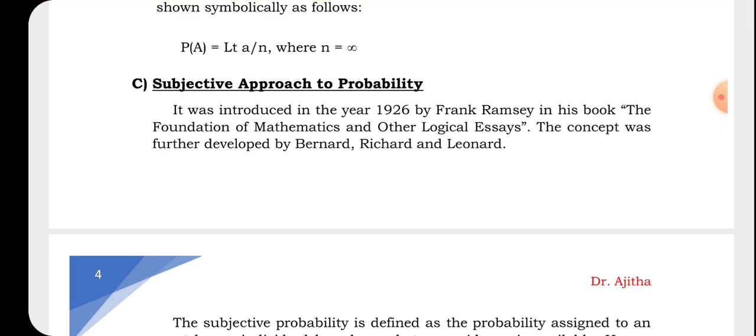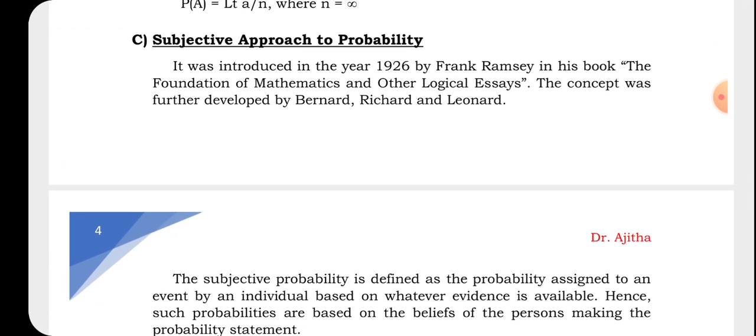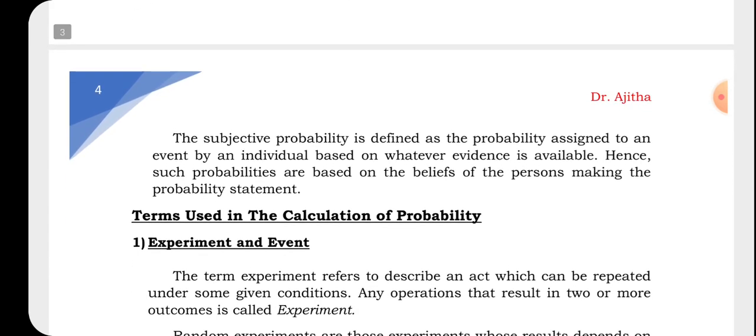Let us see the third theory of probability, that is known as subjective approach to probability. This theory was introduced by Frank Ramsey in the year 1926, and this concept was further developed by Bernard, Richard and Leonard. When we talk about this subjective theory, it depends upon the perception of an individual on the basis of what evidence is available.